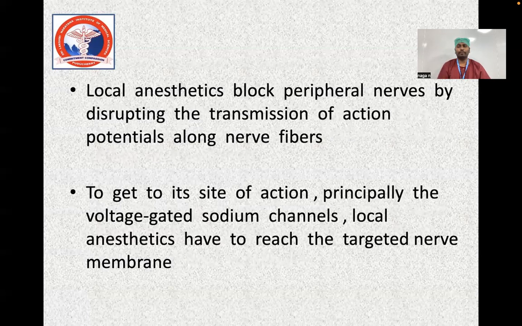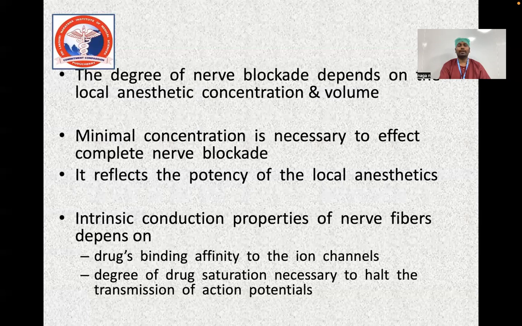Local anesthetics block peripheral nerves by disrupting the transmission of action potentials along nerve fibers. To get to the site of action, principally the voltage-gated sodium channels, local anesthetics have to reach the targeted nerve membrane. The degree of nerve blockade depends upon the local anesthetic concentration and volume. The minimal concentration necessary to effect complete nerve blockade reflects the potency of the local anesthetic.